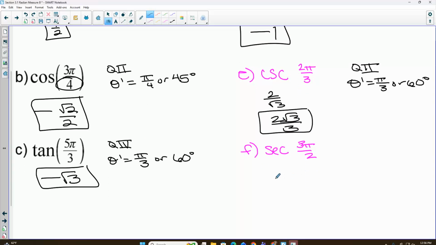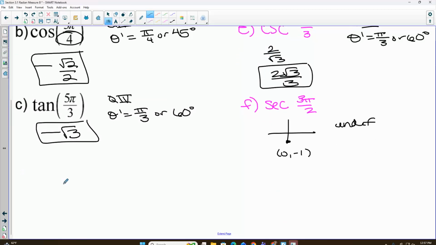And secant of 3 pi over 2. You can't really name a quadrant here. That's the same thing as saying 270 degrees. If you're trying to use the hand trick, it's like a reference angle of 90. So cosine is the square root of the bottom over 2. Cosine is 0. So what does that mean secant is? What's the reciprocal of 0? Undefined. If you go back to this, secant is r over x. So 1 over 0 is undefined.